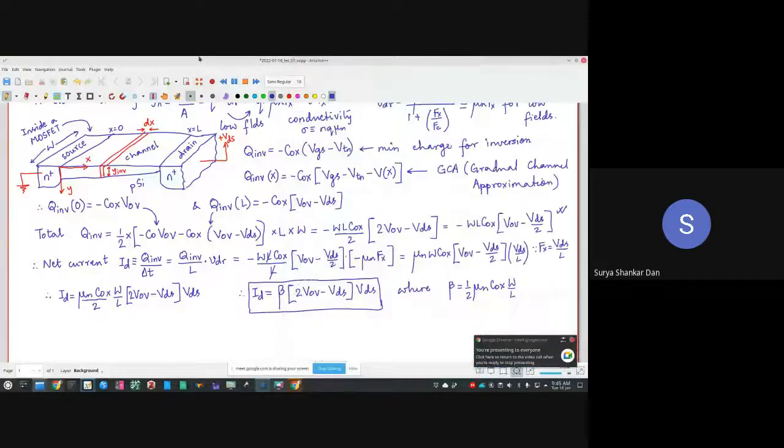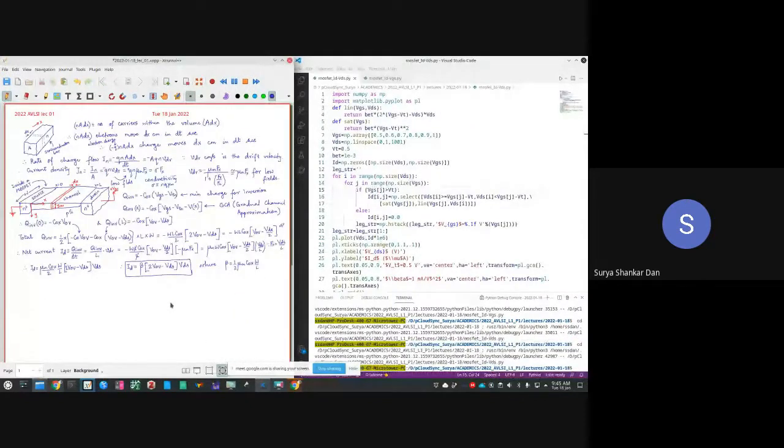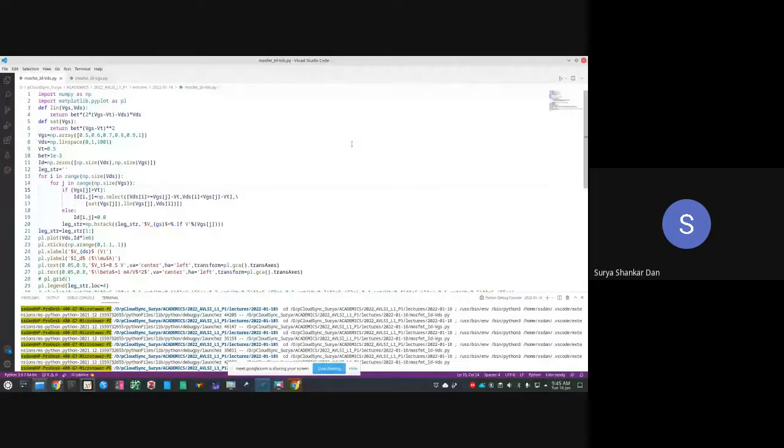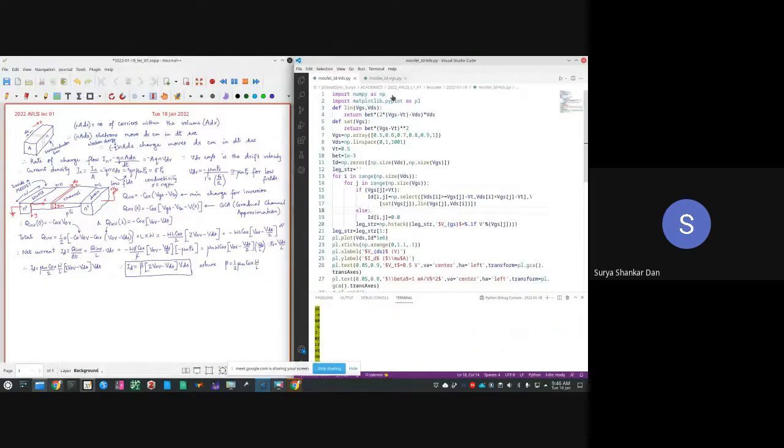Okay, so what I have done here is this. Notice this relation, beta twice VOV minus VDS into VDS. I wrote a very simple Python code over here on the right hand side. My favorite editor is Visual Studio, VS Code. Anyway, so I have written this. I am not going into the models and all. This program was given as an assignment in the PMMD.